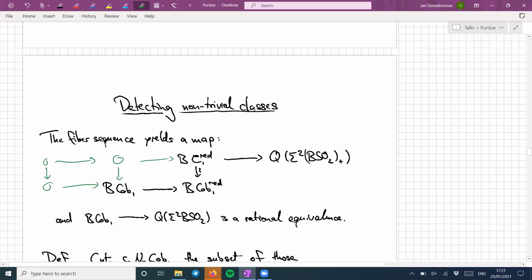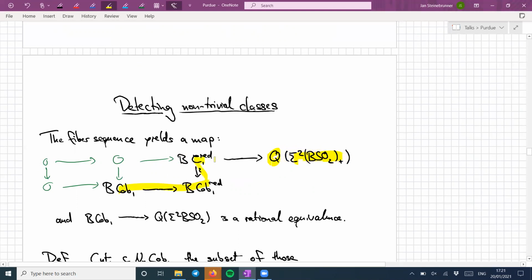And now what we can do is we start out at BCOP1. We go to the reduced category. That one was equivalent to the topologically enriched one. So you can go up here, inverting that equivalence. And then we can continue this fiber sequence and deloop that space once to the right. And we get some free infinite loop space on the double suspension of BSO2.